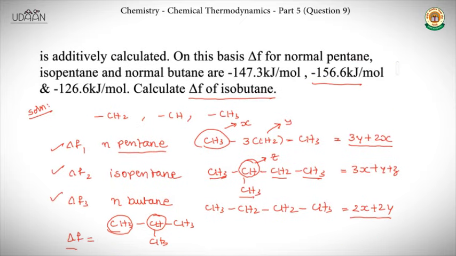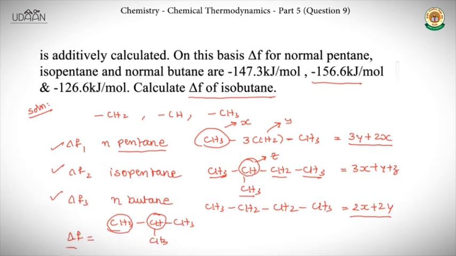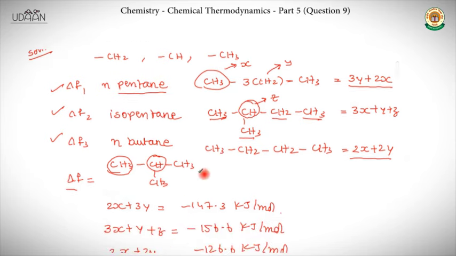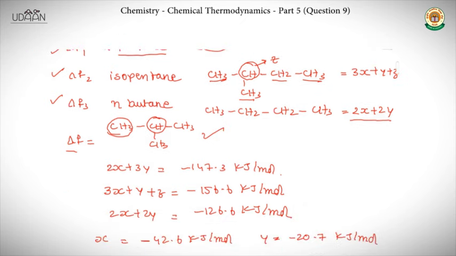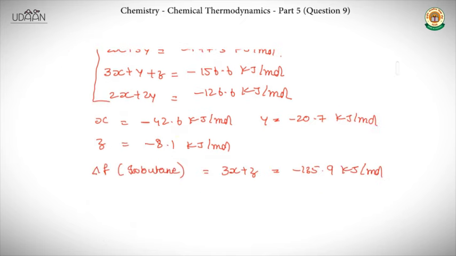So in this question, what they gave us is a new method, the Benson group method, and they are using this technique for calculating enthalpies of formation of hydrocarbons. So I just started with what we know, N-pentane, isopentane and N-butane, and what we need to find out. Then I did some algebraic calculations and we got the answer. So can you tell our students once more, in what all cases can they have a variable for every such group?